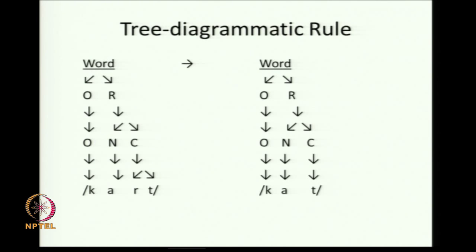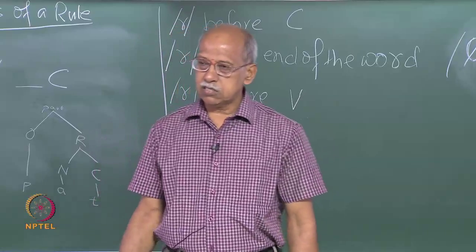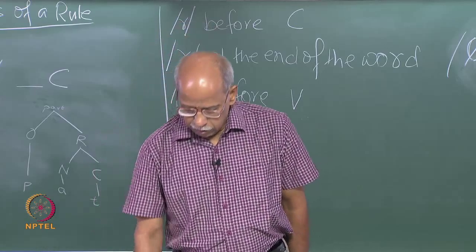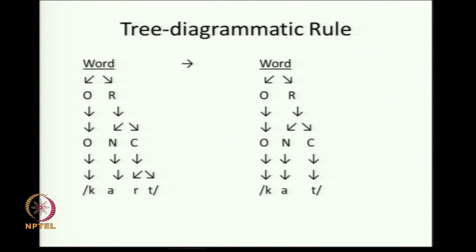The same thing, you can see that the tree on the left hand has branches even in the coda, okay? But the tree on the right hand, which is the output, has no branch in the coda. It is only one single node, and you are able to capture the fact that in this variety of English, R is deleted when it occurs before a consonant. Actually, you need not have two rules.